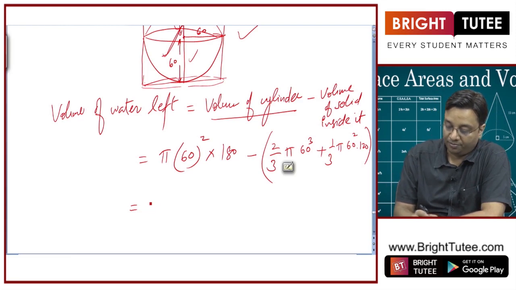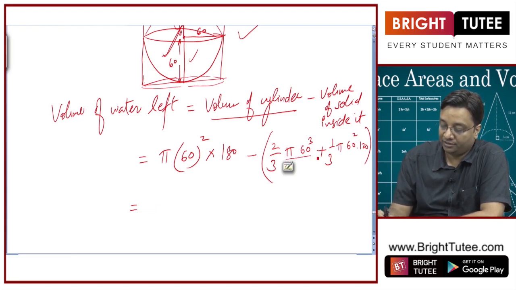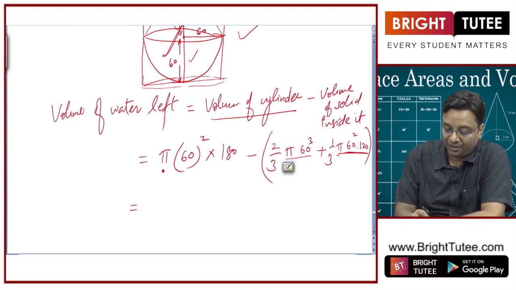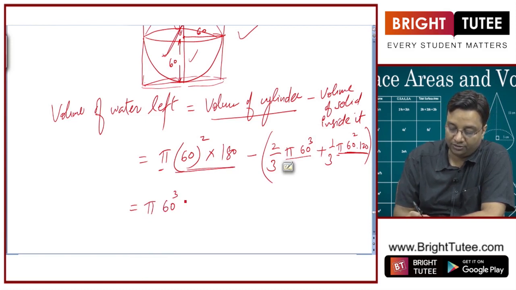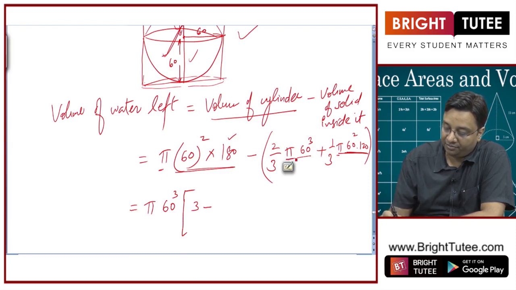Now you notice pi into 60 cube is there. Pi into 60 cube can be taken out from here also, and pi into 60 cube can be taken out from here also. So first thing I'll do is I'll take pi into 60 cubed as common. So I have taken out 60 from it, so it is 3 now, minus I have taken pi into 60 cube from here, so it is 2 by 3, and this plus sign will become minus. I have taken pi into 60 cubed, so I will be left with 2 here and 2 by 3.